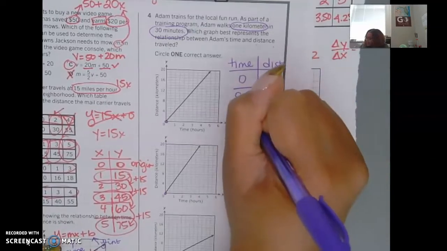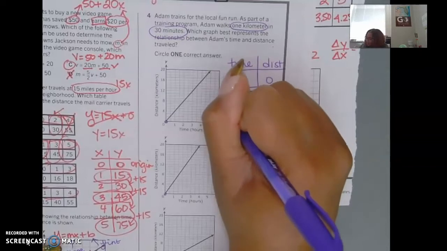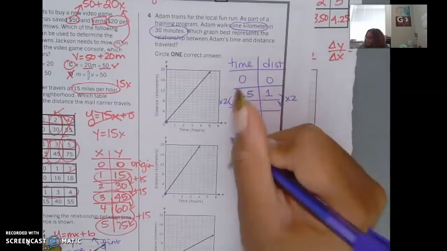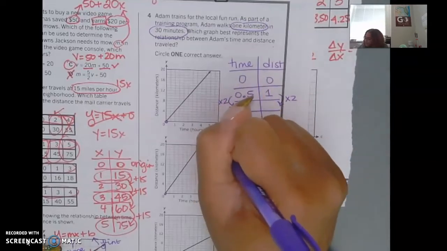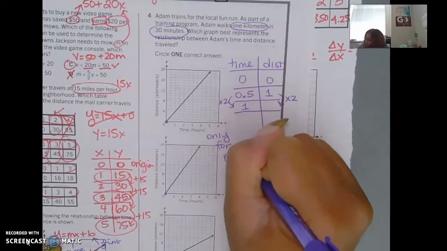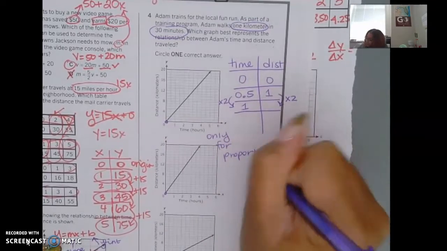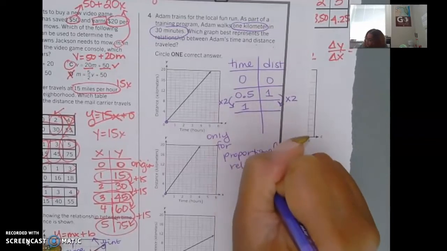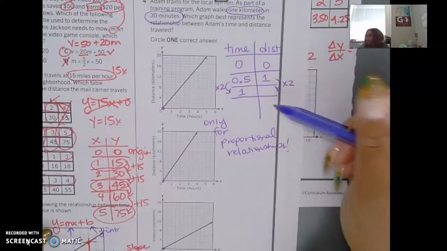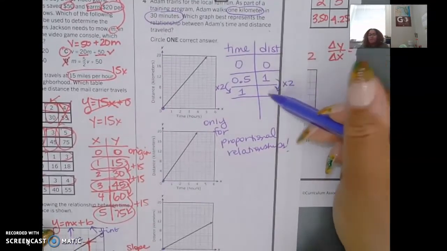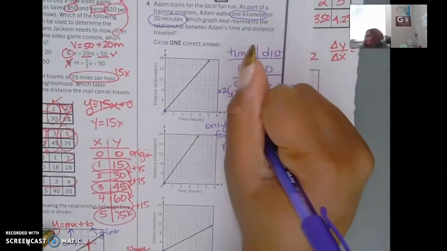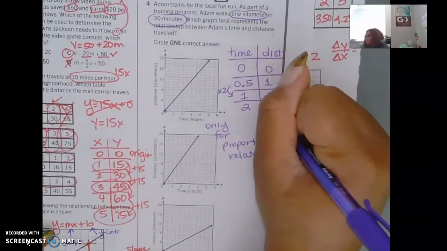Then if I do a whole hour, from here to here, I'm multiplying by 2. So from here to here, I have to multiply by 2. This multiplication is only for proportional relationships. Okay, so from 1 down here, I'm going to multiply by 2, and I'm going to get 2. Then if I double the 1 and 2, I'm going to double the 2 and get 4.